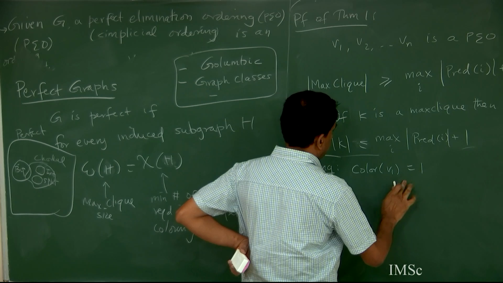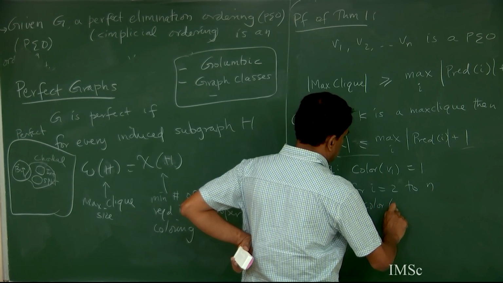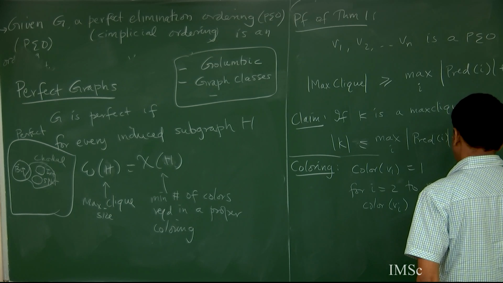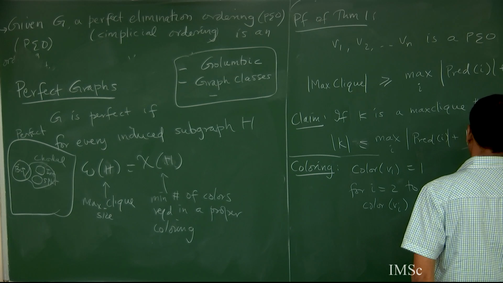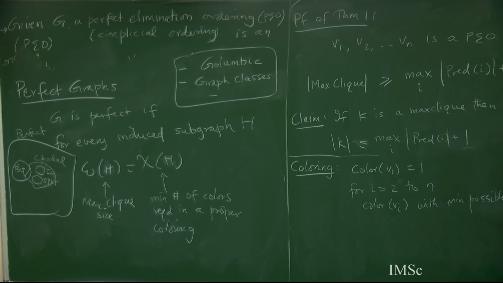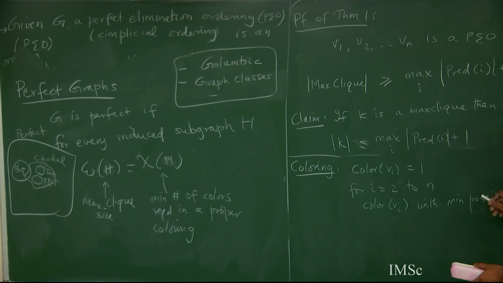Color V1 with color number 1. For i equal to 2 to n, color Vi with the minimum possible color, which means you look at your neighbors who have already been colored. So I will color from V1 to Vn; I come to Vi, look at all my neighbors before and look at their colors, and then pick the smallest color available to me, avoiding those, and color it with that color.